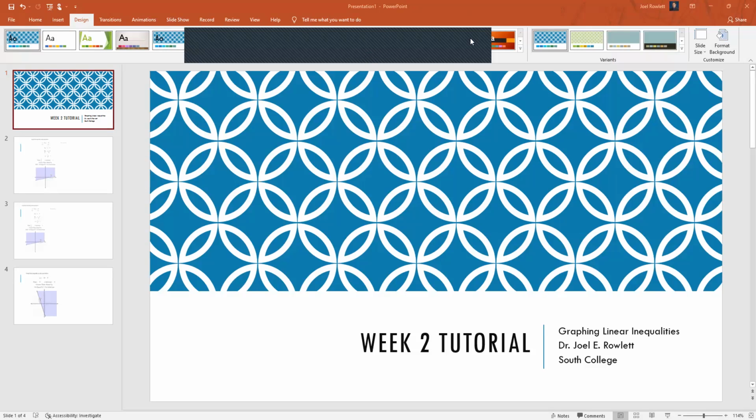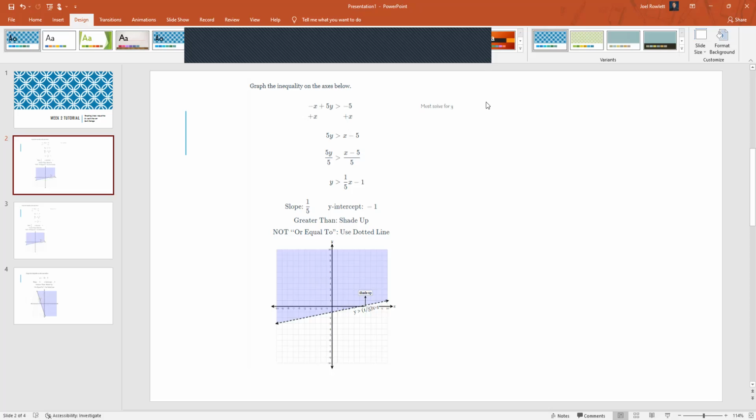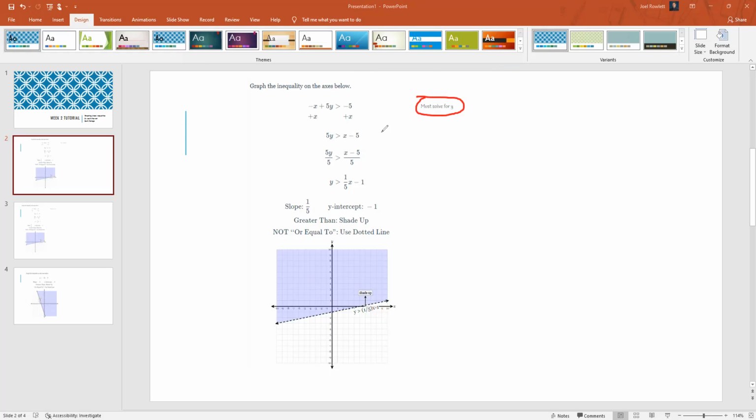Okay, this week's tutorial is going to be on graphing linear inequalities. Now, before we can actually graph an inequality, we first have to solve for y. And that's what this little caution is here, to get y by itself.